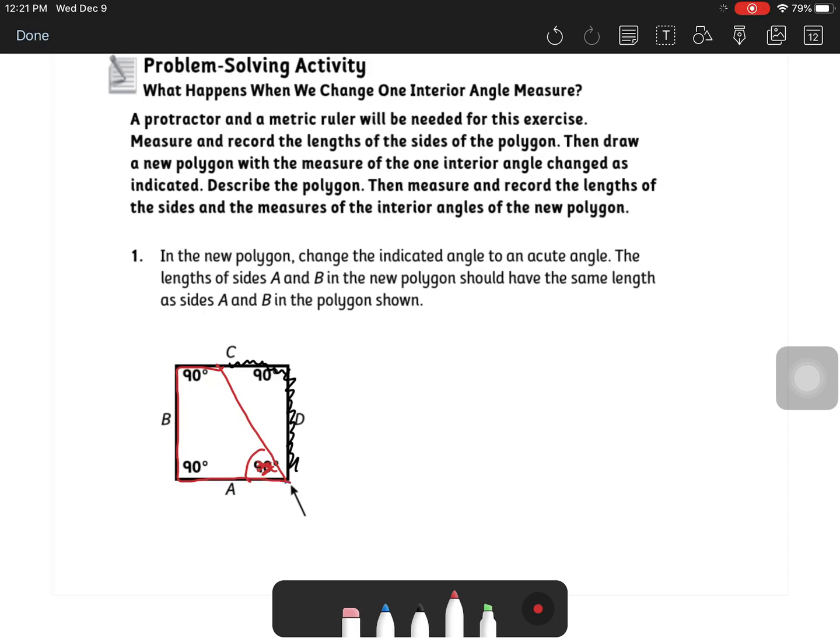Okay, so B and A are the same length, right? But now this angle, I'm making it an acute angle by cutting diagonally through that angle and making it smaller than 90. So now it's less than 90, right? Now what we're supposed to do, it says in the new polygon, change the indicated angle. We did that, and we left sides A and B the same length.